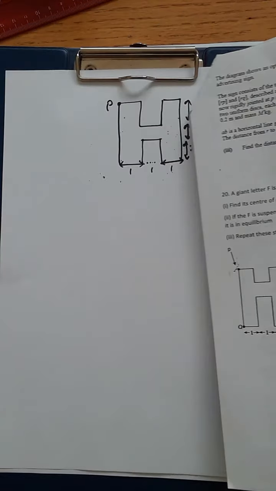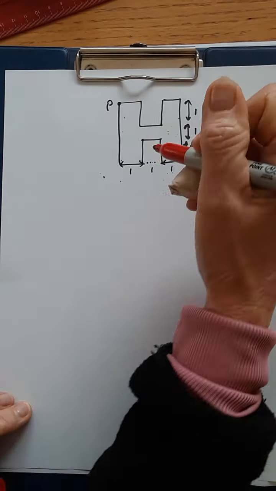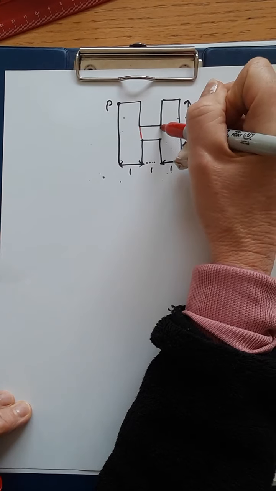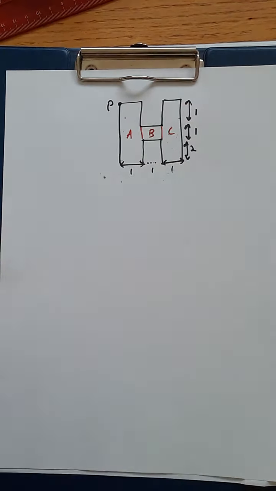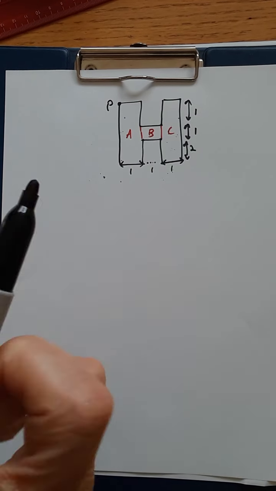Okay, so I've drawn the diagram out there. There it is. So let's go through. Again, the law of moments to apply to that shape and get the centre of gravity. So I'm going to divide it into 3 manageable pieces. I'm going to make 3 rectangles, call them A, B and C, and then use the law of moments.